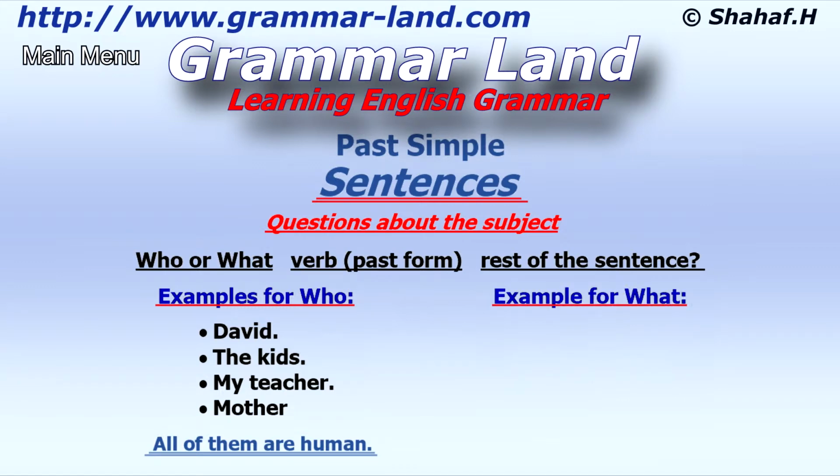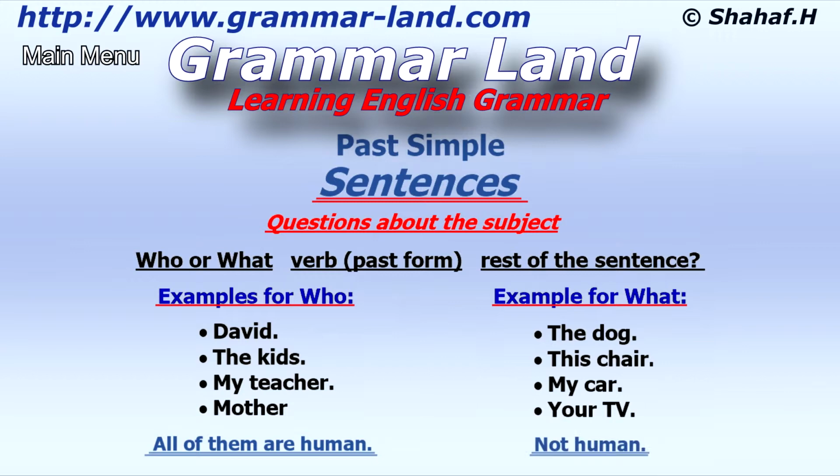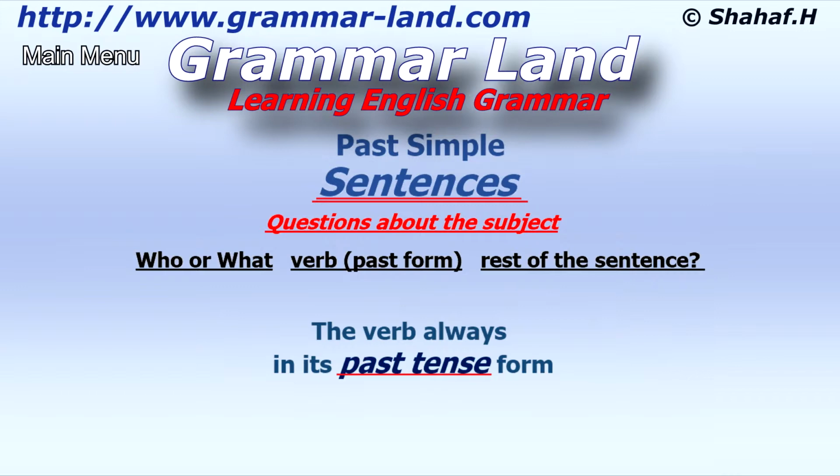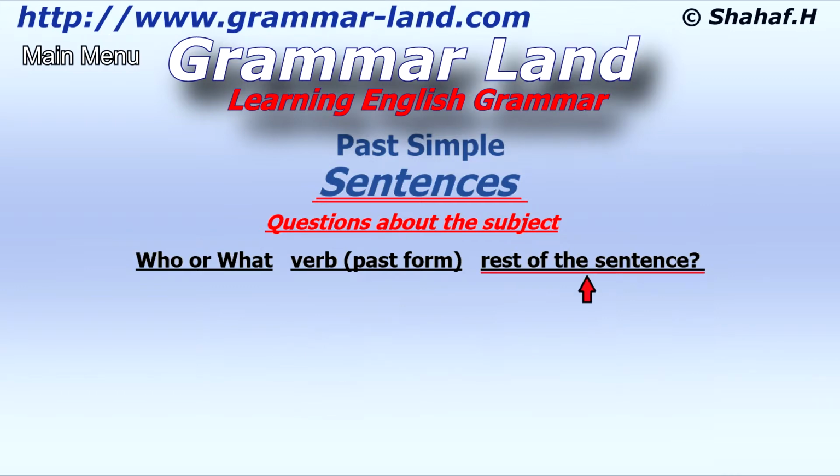Example for what: the dog, this chair, my car, your TV, etc. Not human. After the who or the what, there is a verb, in its past tense form. The verb will always be in its past tense form in the question about the subject. Then comes the rest of the question.